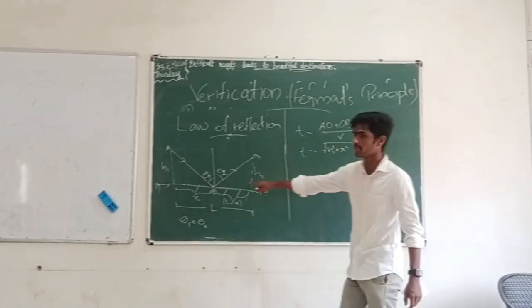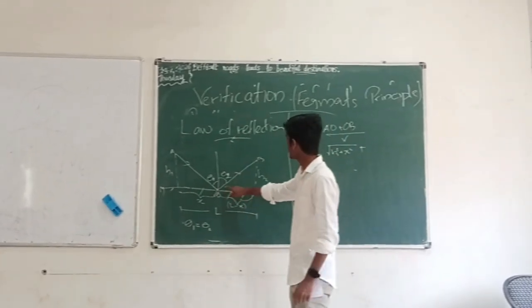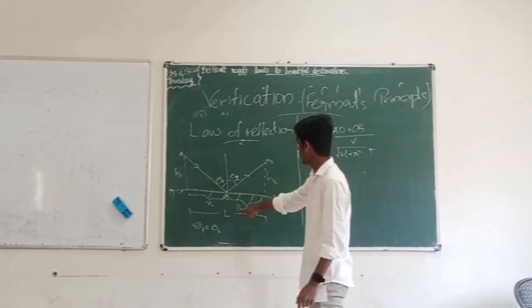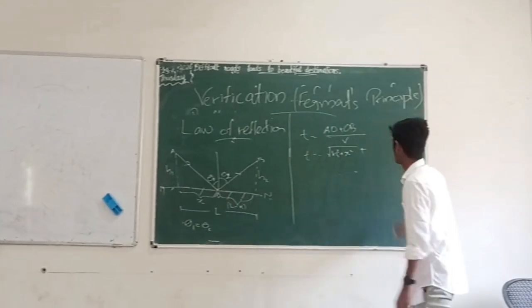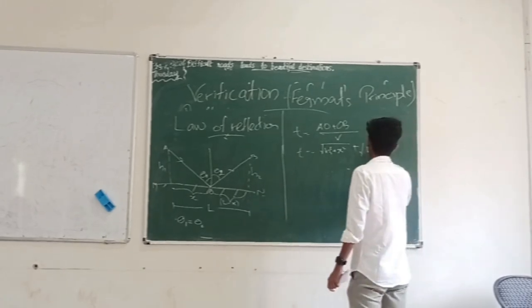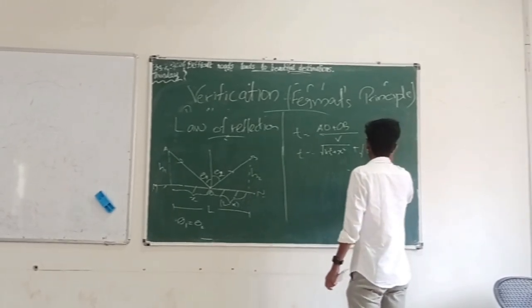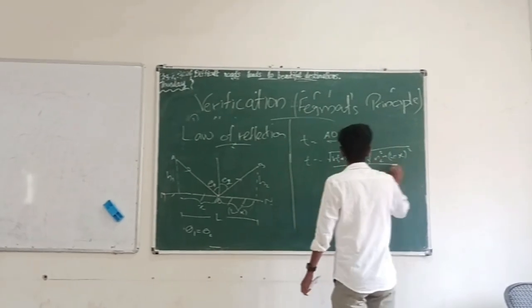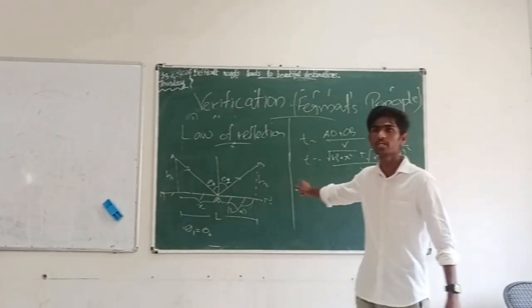Plus OB. What is OB? Same Pythagoras theorem again: root of h2 square plus L minus x whole square. The whole divided by v gives the time t.